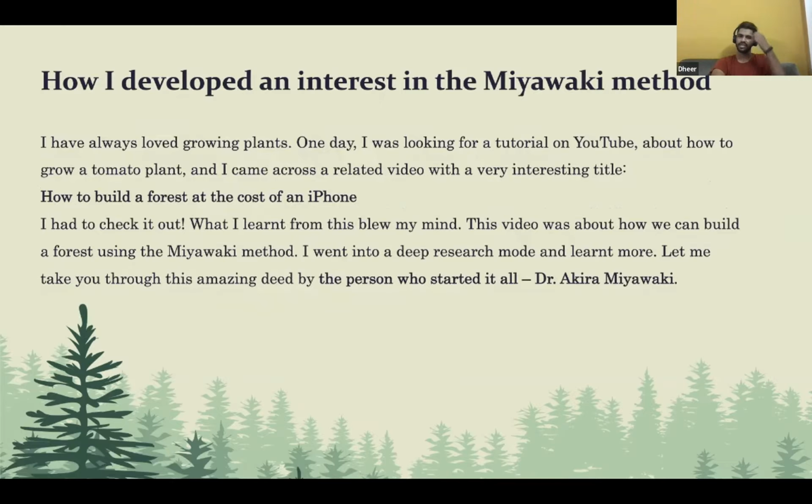So how I developed an interest in the Miyawaki method: as I already told, I am very passionate about growing trees and plants. I was searching on Google and YouTube for how to grow a tomato plant from a raw tomato. I came across an interesting title: how to build a forest at the cost of an iPhone. I got interested in that, and then I found that it's named the Miyawaki method, and the person who started it all is Dr. Akira Miyawaki.